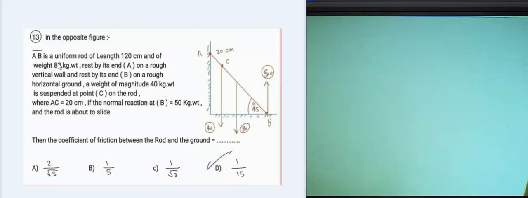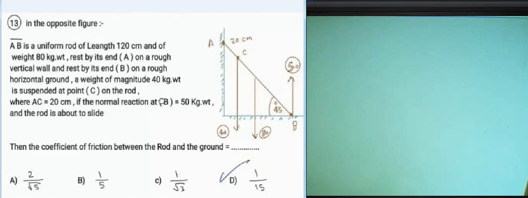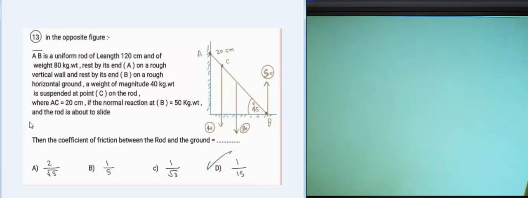Question 13. In the opposite figure, AB is a uniform rod of length 120 cm and weight 80 kg weight, resting by its end A on a rough vertical wall and by its end B on a rough horizontal ground. A weight of magnitude 40 kg weight is suspended at point C on the rod where AC equals 20 cm. If the normal reaction at B equals 50 kg weight and the rod is about to slide, find the coefficient of friction between the rod and the ground. Okay, look here, I will draw this example.